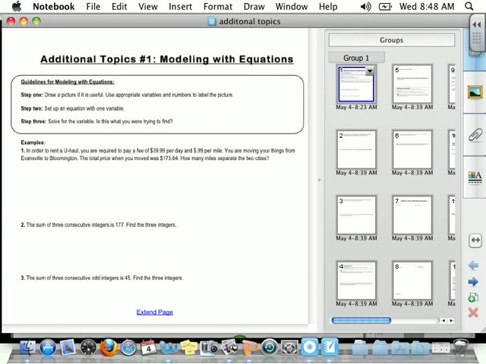You can draw a picture if it's useful. Use appropriate values and numbers to add, or to label the picture. Step 2, set up an equation with one variable. And step 3, solve for the variable. Is this what you were trying to find?